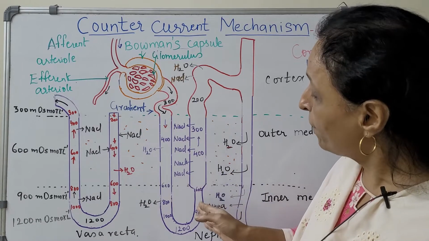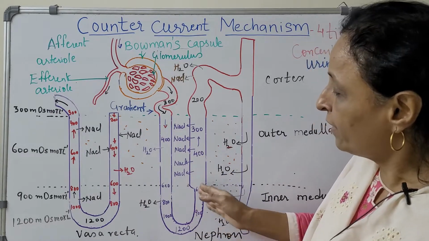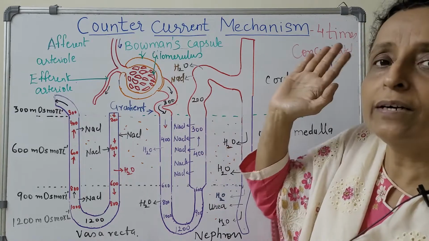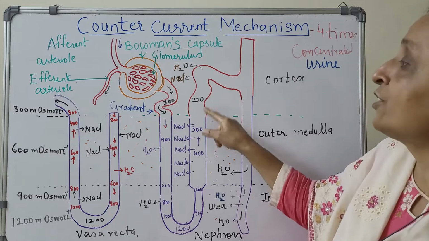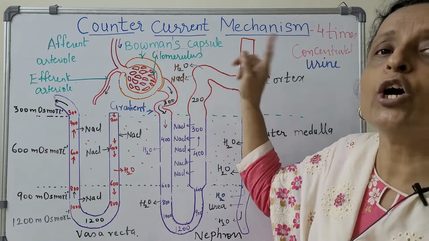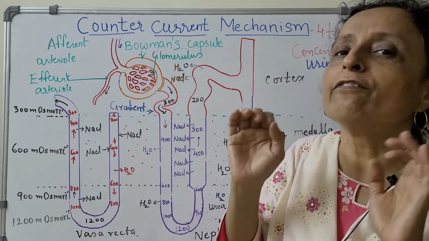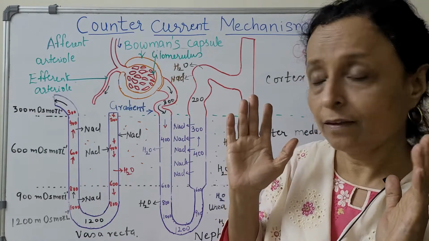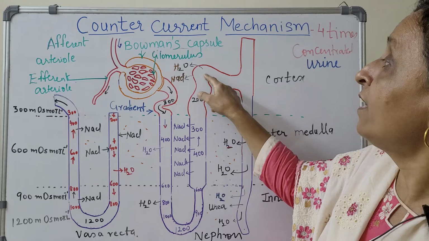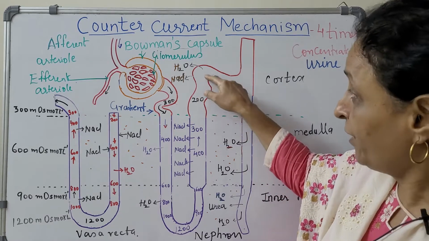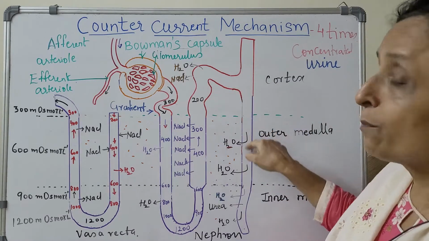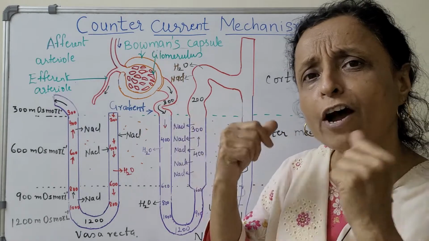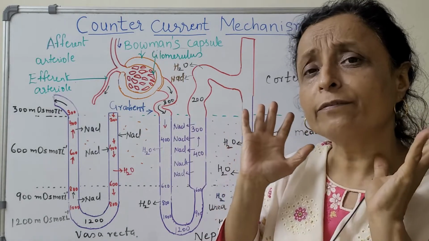As it goes up, it goes from 1200 to 900 to 600 to 400 to 300 to 200. Now it has reached the distal convoluted tubule. It will be 200 milliosmol. Now here it will enter into the collecting tubule. In the collecting tubule also water will be given out. Absorption of water will take place.